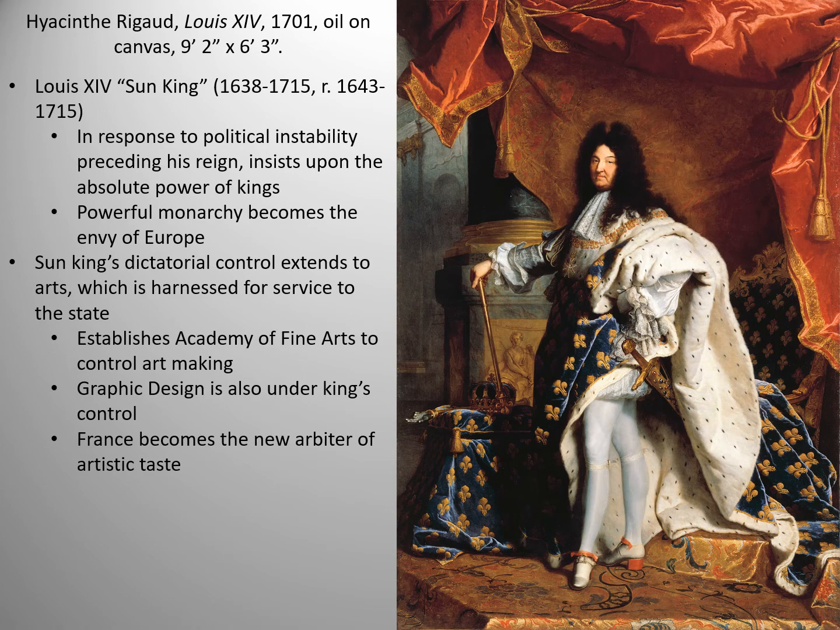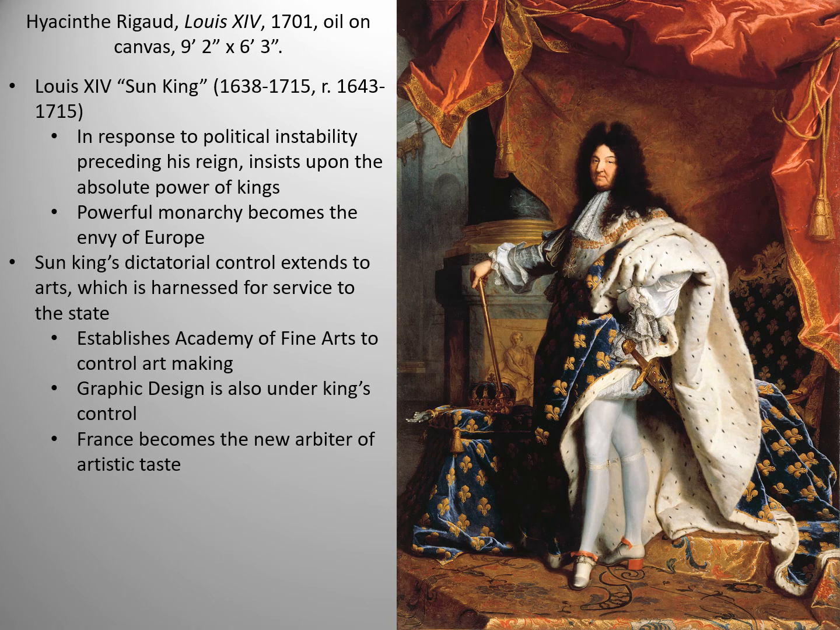This is a response to all of the political instability that preceded his reign. And so he really clamps down on that and institutes an incredible measure of control that everybody else in Europe wants to imitate. Now that control extends to the arts, which he harnesses for service to the state. He establishes an Academy of Fine Arts to control art making, basically to make sure that all the art being produced in France reflects well upon France.